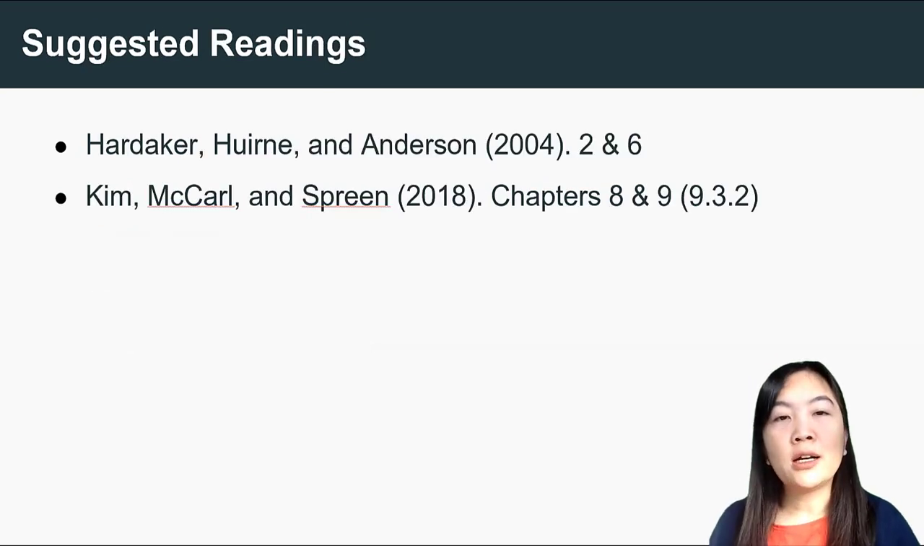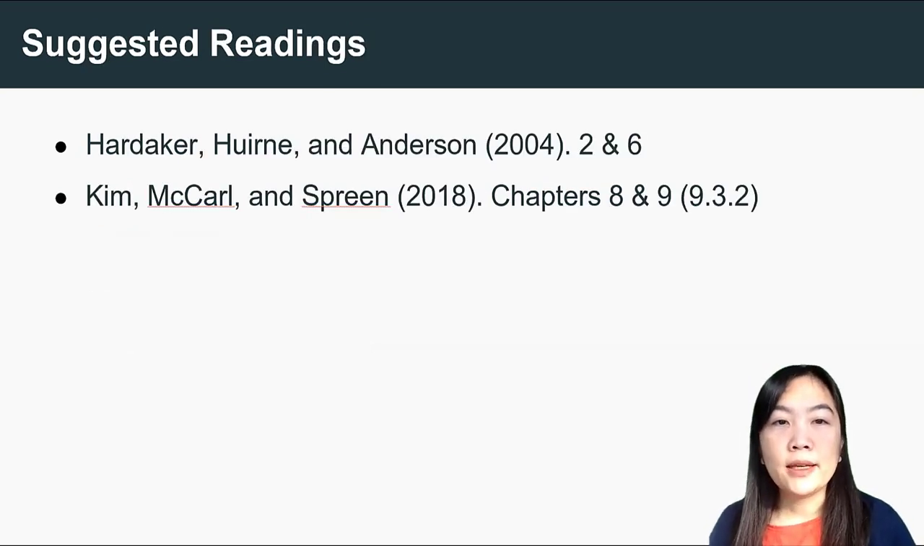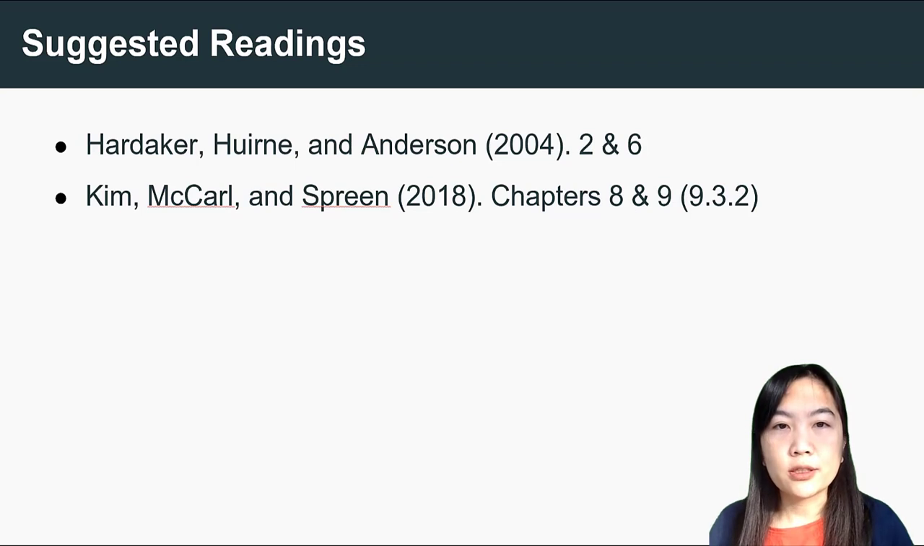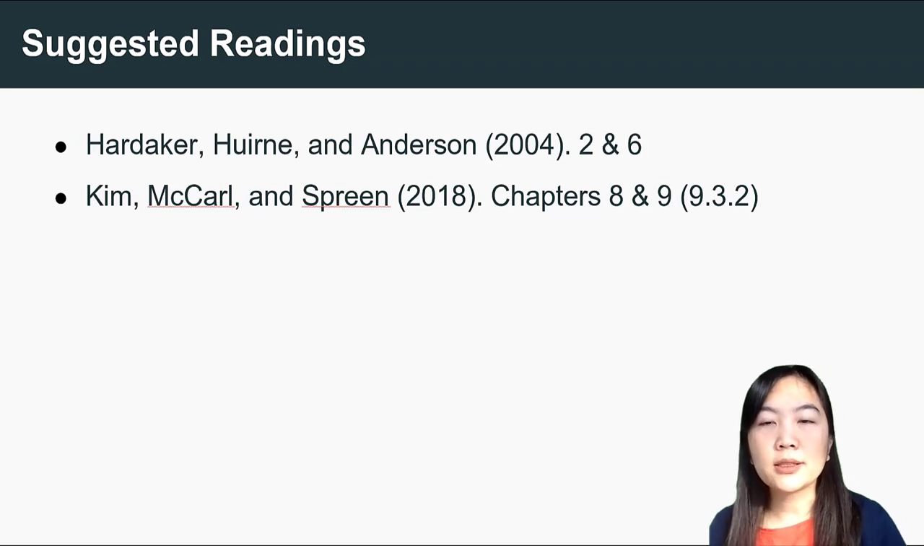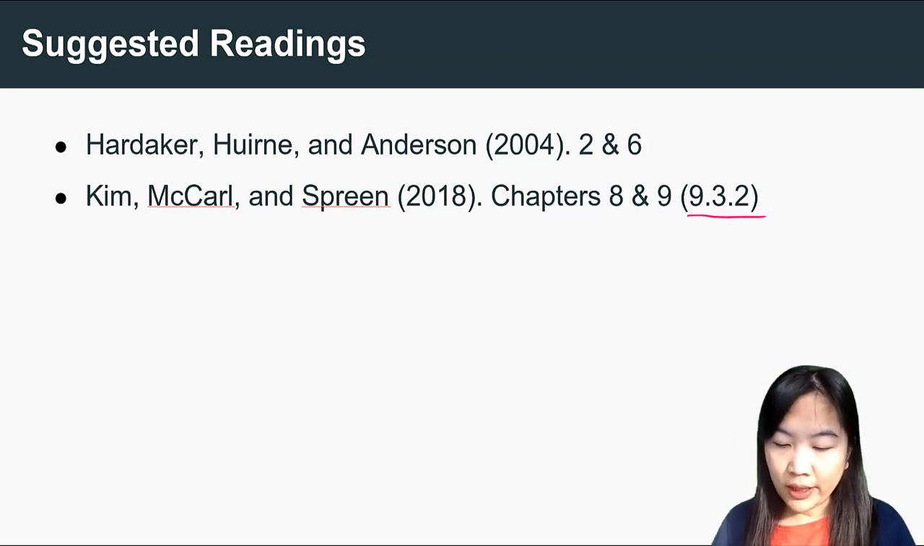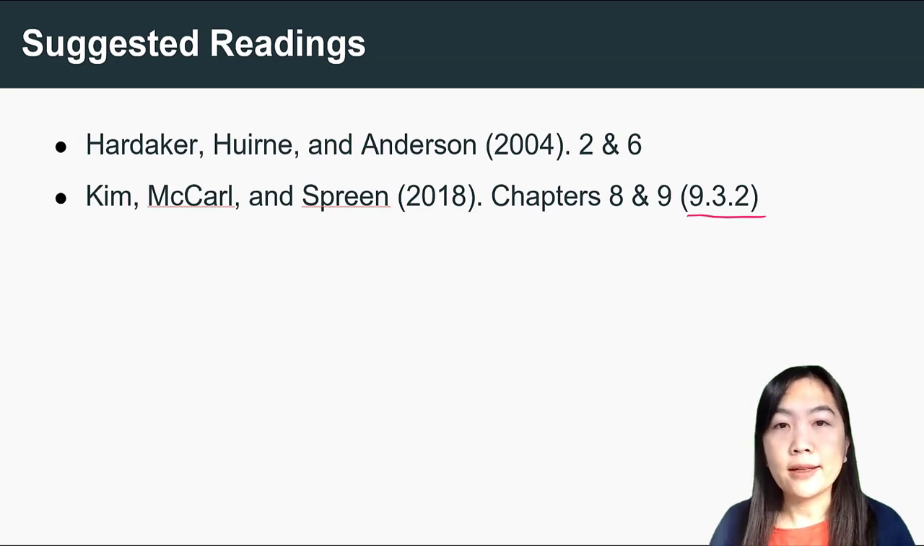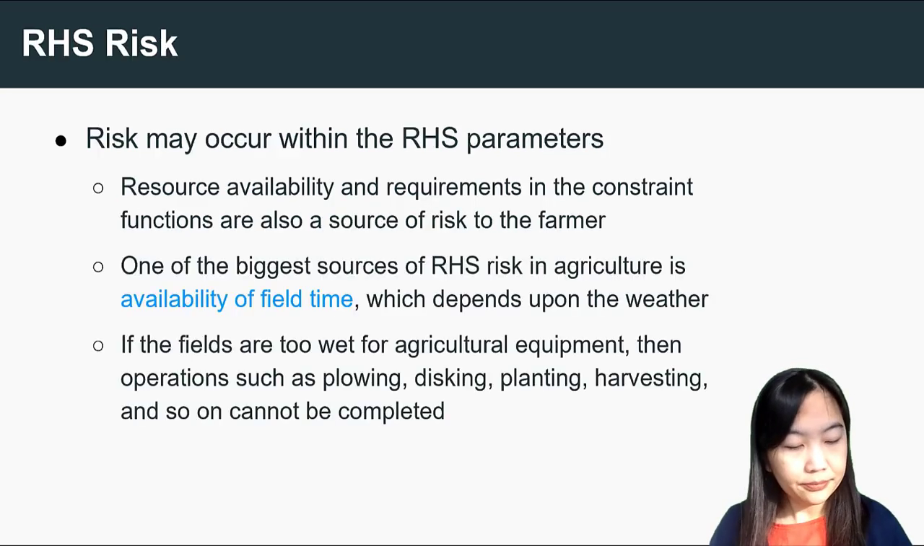So for readings, Hardaker et al. 2004, chapters 2 and 6, are for the decision tree analysis, and Kim et al. chapters 8 and 9 are for the risk analysis part. So here you can pay particular attention to 9.3.2, which is specifically about the right-hand side risk.